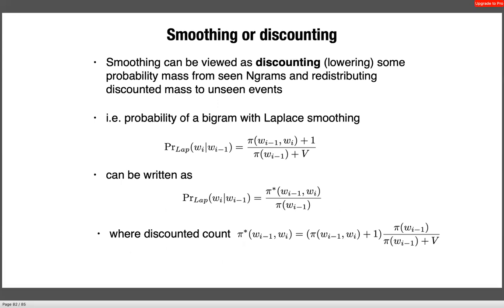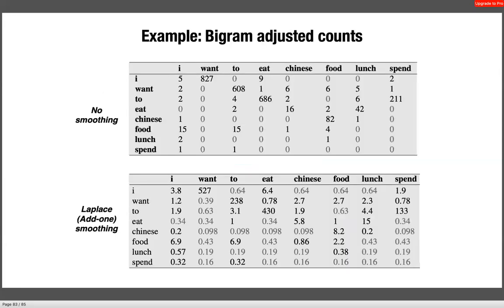Smoothing you can also alternatively view as discounting. What do I mean by that? You can write the probability of a bigram with Laplace smoothing as, again, looking exactly like how you had defined the MLE probability of the bigram w_{i-1} w_i. In the numerator, note that instead of the actual count of having seen this particular bigram, I'm going to use a discounted count, and the discounted count can be defined as follows. This is another way in which you can view smoothing. It means you have these bigram adjusted counts, so you change the actual counts of your seen and unseen n-grams.